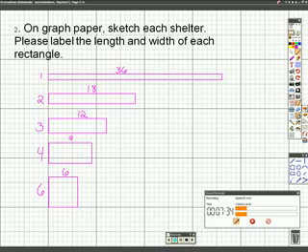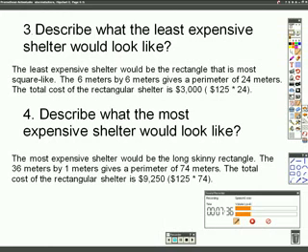So when we have to make a judgment, and we have to pick which shape would cost the least expensive shelter, we have discovered it is the one that is most square-like. It was the 6 meters by 6 meters that gave us the smallest perimeter of 24. And that's where the cost is on the walls. So the total cost of that shelter is $3,000.